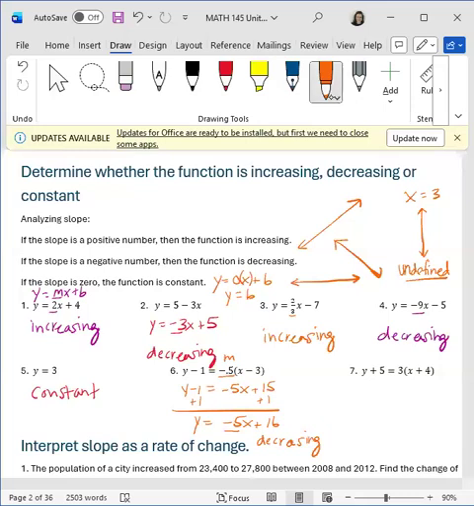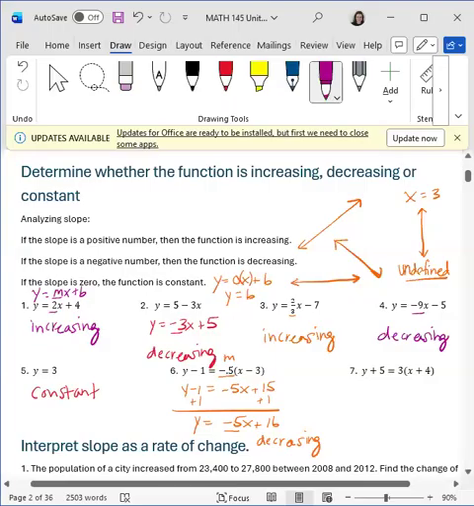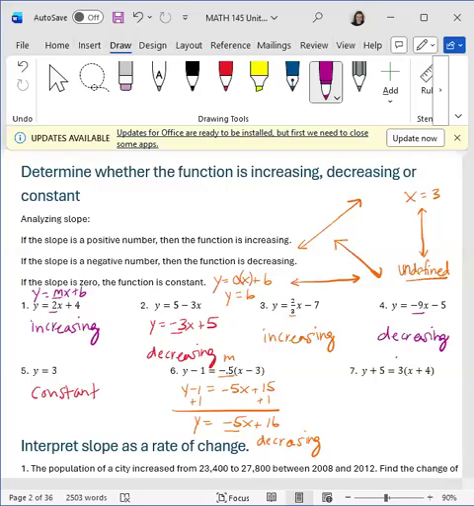On this last example, notice that it is still in point slope form, so I'm not going to transform this to slope intercept form. I'm just going to use the idea that the slope is always in front of the parentheses. Notice this slope is positive, and therefore it would be increasing from left to right.